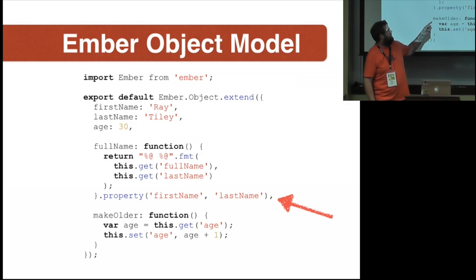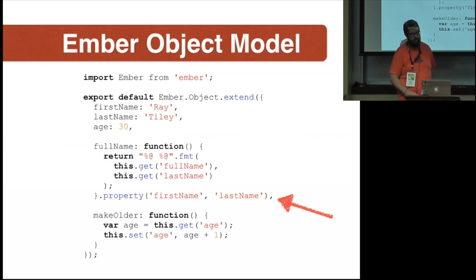And we're saying the value of this function is going to change if any of these keys, like these ones up here, change. And I'm just going to return the full name from that function. And what's cool is when I change the first or last name, Ember, through its data binding, is automatically going to change the full name for me wherever I'm using it.